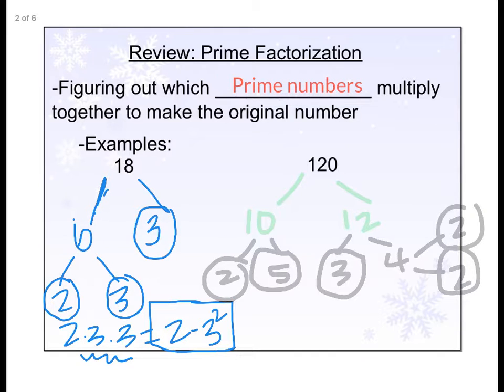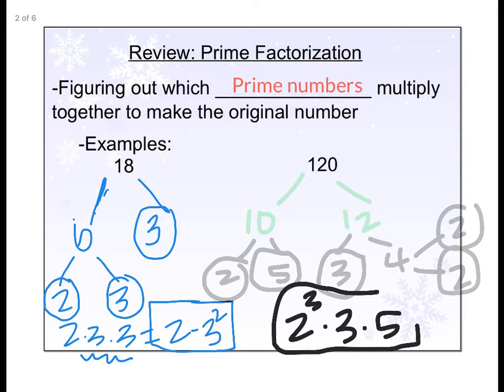So when I write my final answer here, I have 3 twos multiplying, so that's 2 cubed, times 1 three and 1 five. So 2 cubed times 3 times 5 is how I break 120 down into its prime factorization.